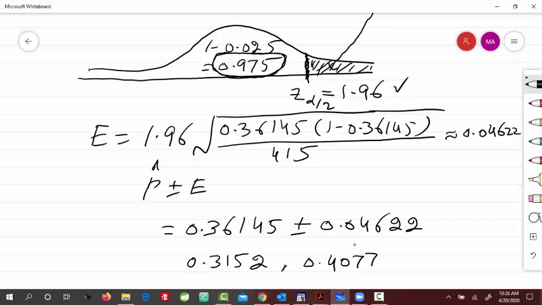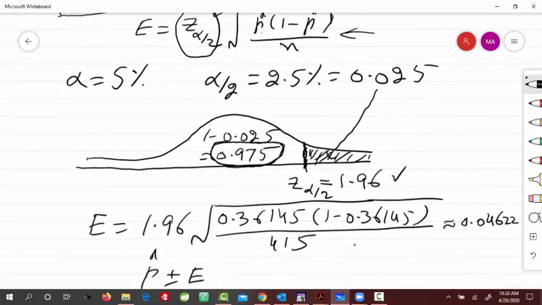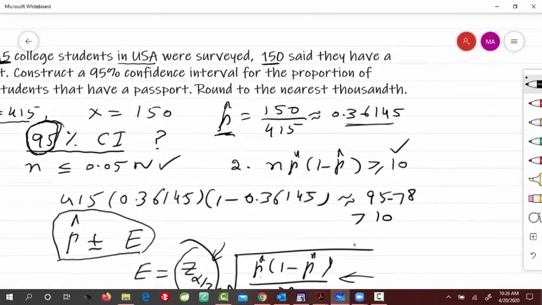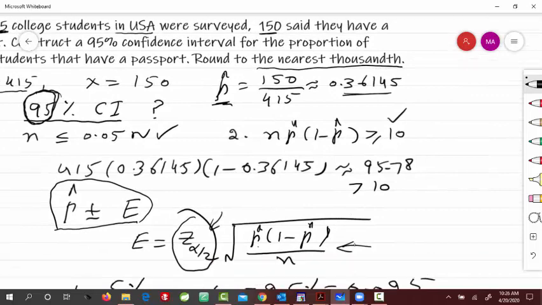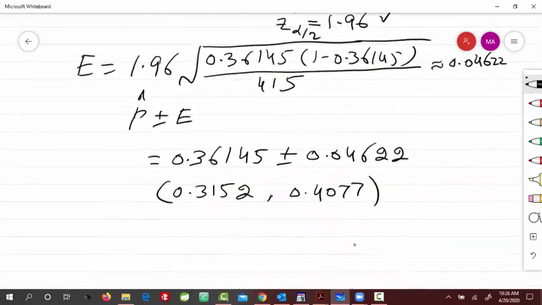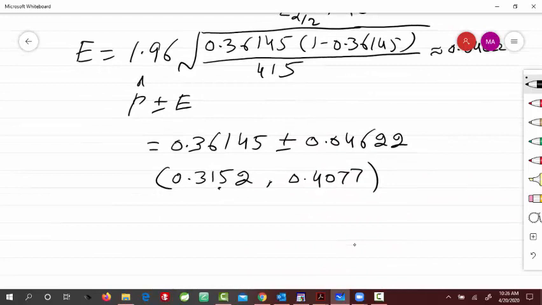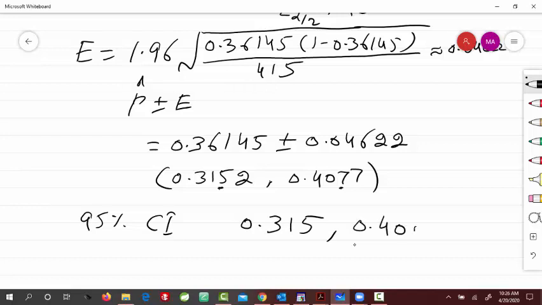Right, so this is once you add these values and you subtract these values, and our actual question says that you have to round it to the nearest thousandth. That's your final answer. So the nearest thousandth would be this third digit, so you round it here. Then our answer would be: the 95% confidence interval has a lower limit of 0.315, and the upper limit would be 0.408. So that's your answer.